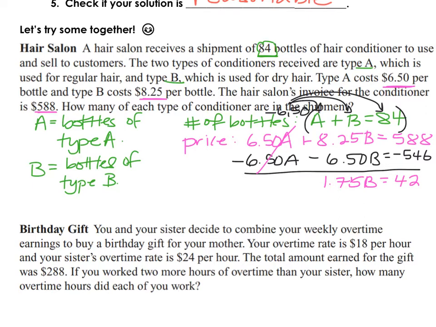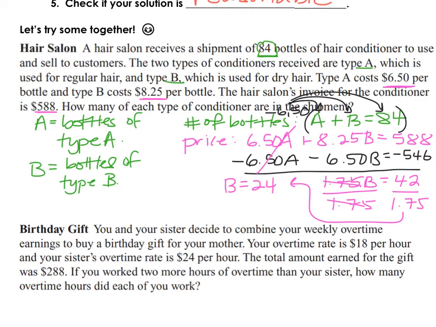To get capital B by itself, which is the number of bottles of type B conditioner, I'll divide both sides by 1.75. Cross that off on the left, over here on the right, 42 divided by 1.75 is 24. That means there are 24 bottles of type B conditioner.